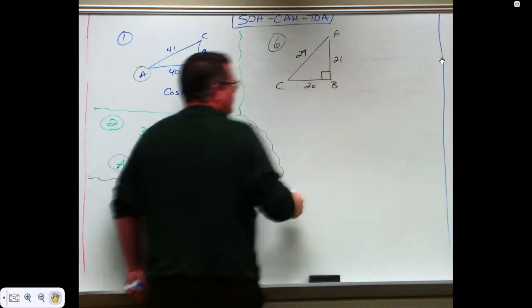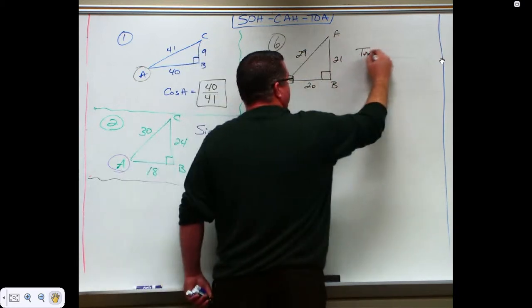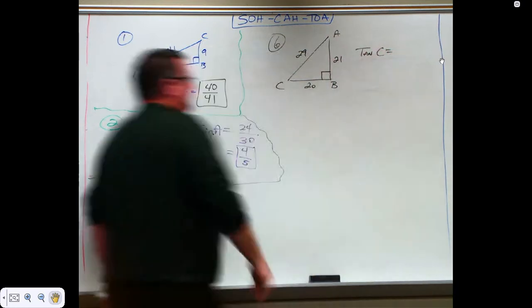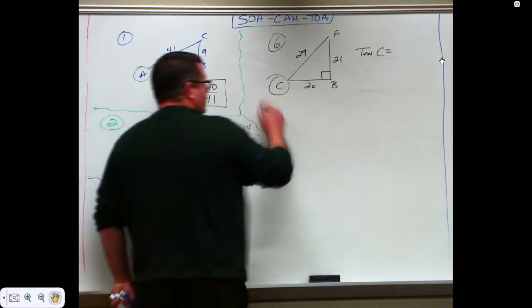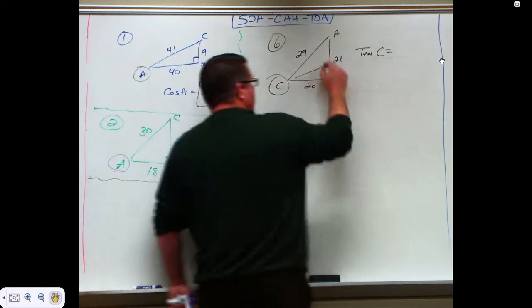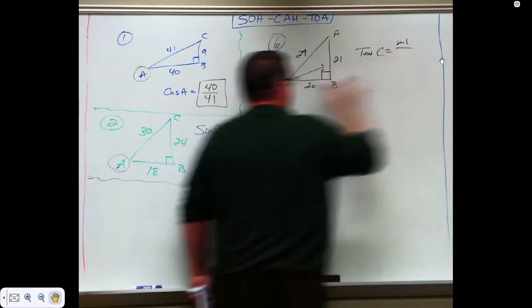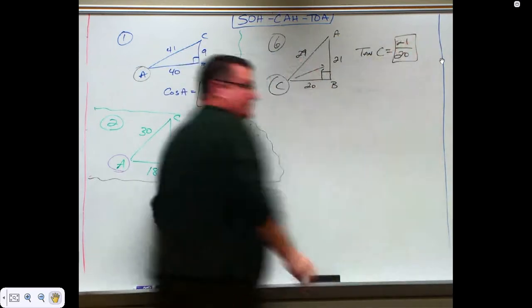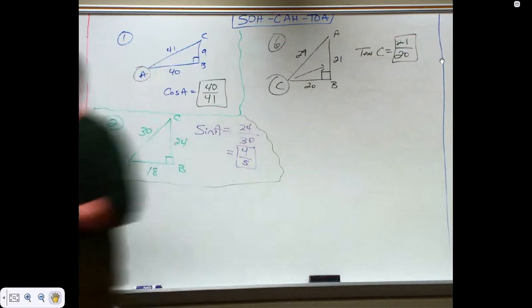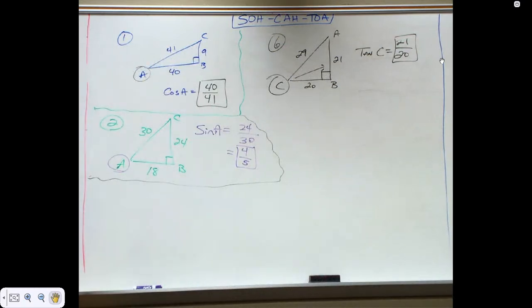20. Okay, what did they ask us to find? The tangent of C. Okay, what is tangent? Opposite leg over adjacent leg. Opposite what? C, in this case. So it'll be 21 over 20, the opposite of C over the adjacent, which would be 20. That's pretty much reduced, isn't it? Yes. Can we do that? Yes.